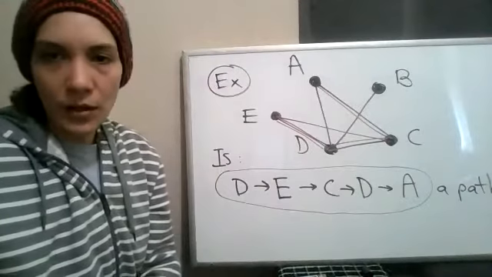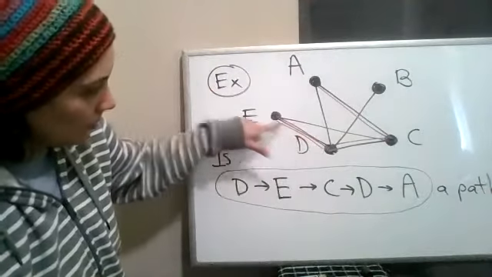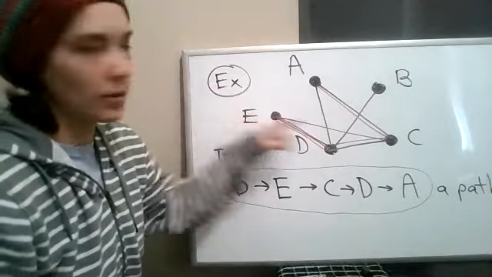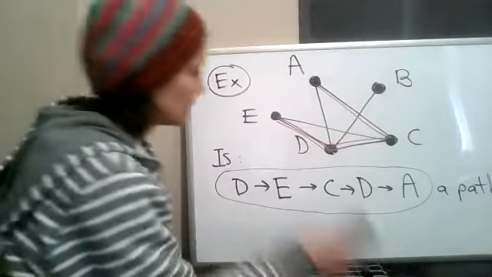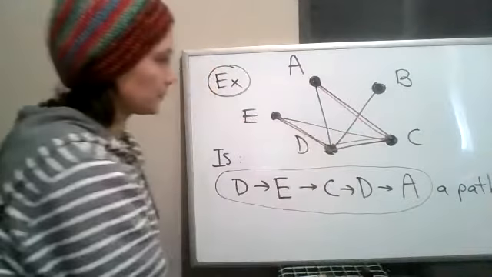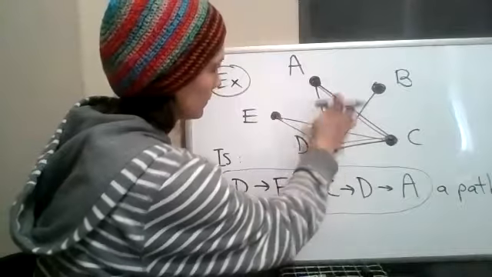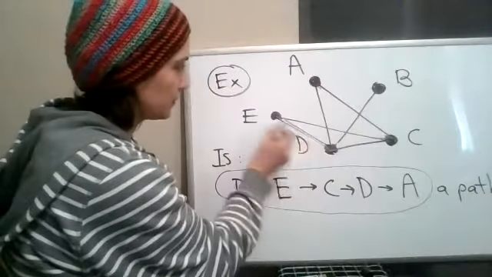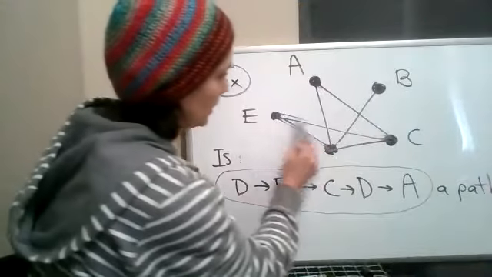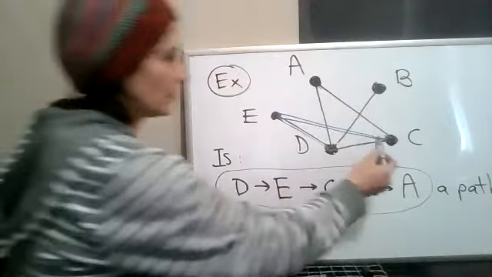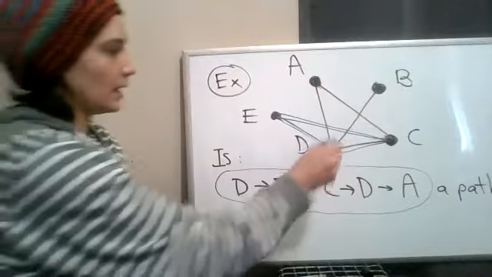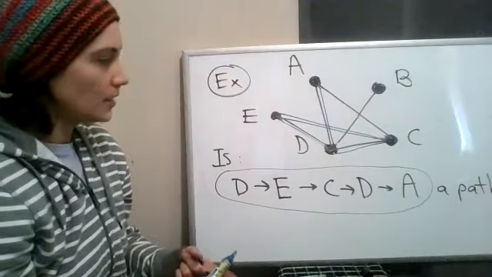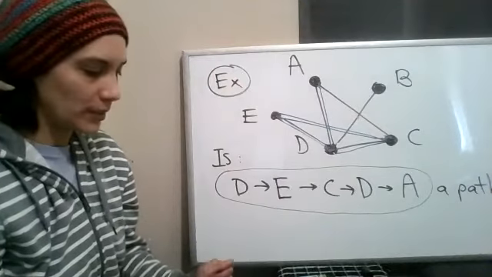Let's check it out. So we go over to D and then E. Oh, but then this time we go over to C. So this is okay so far. Let's clean this up. Okay, D to E. E to C. C to D. D to A. Looks good to me. It was a walk, and we used every edge one time. No repeats.